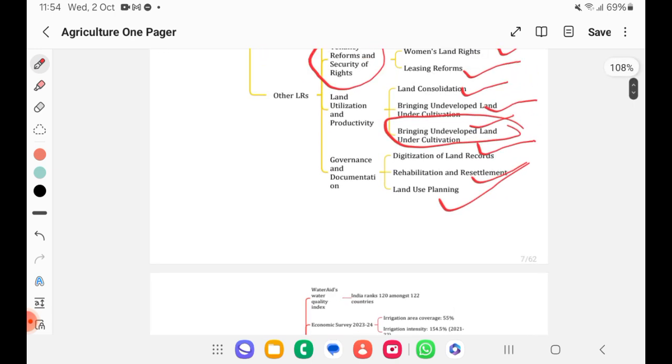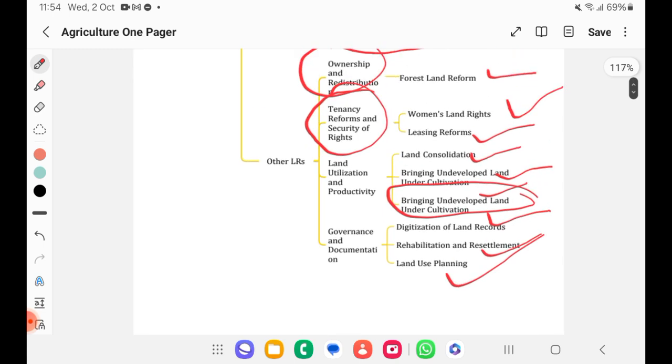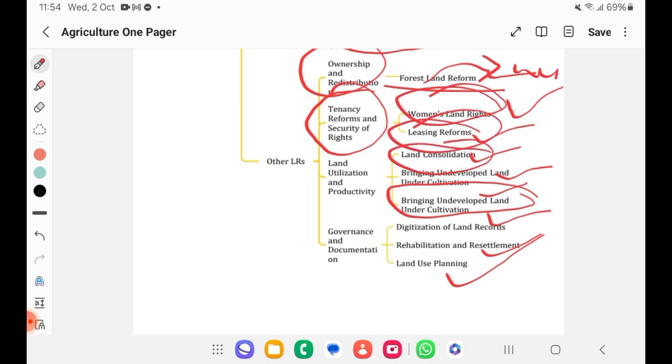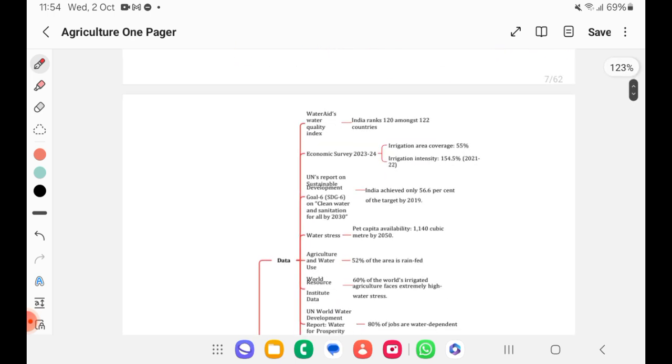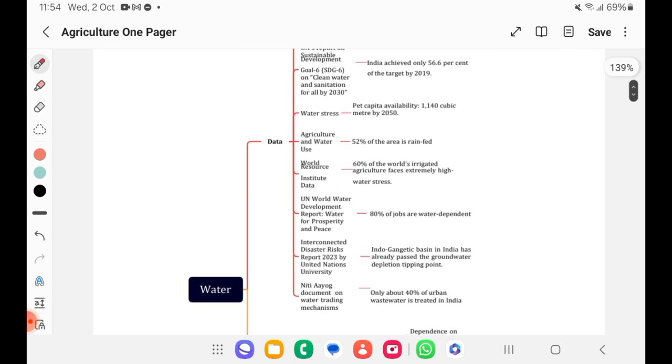So majorly we must mention forest reforms, because we will be talking about weaker sections here. Also women's land rights, leasing reforms, consolidation and digitization. So these are the major points you have to remember and mention in the exam hall. That is all about land.